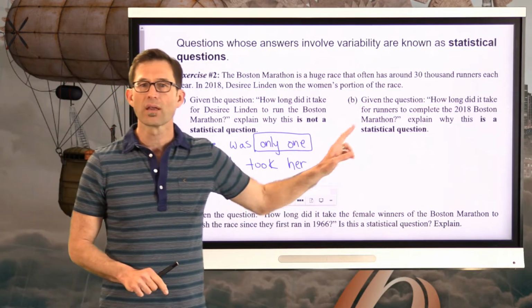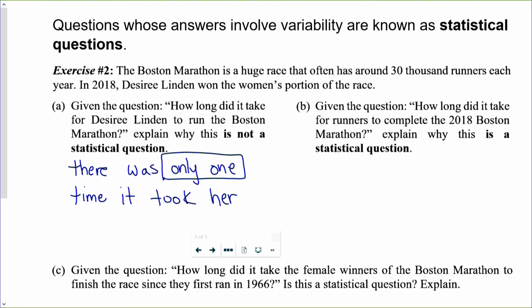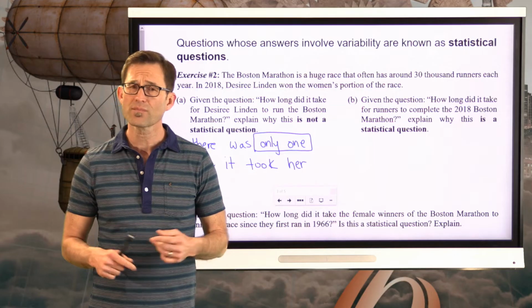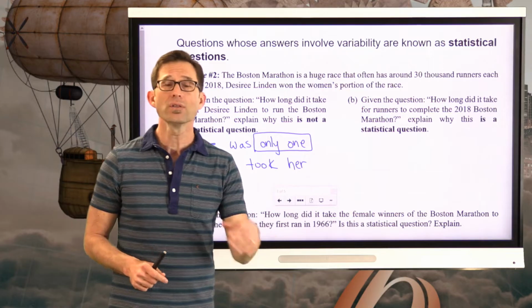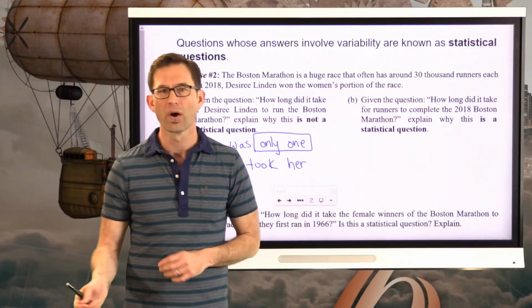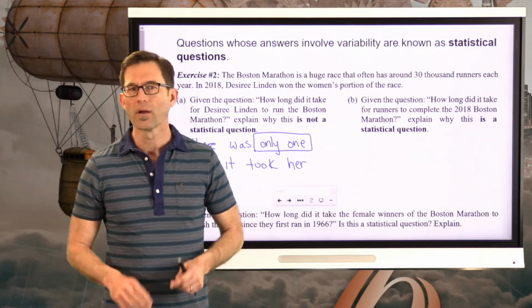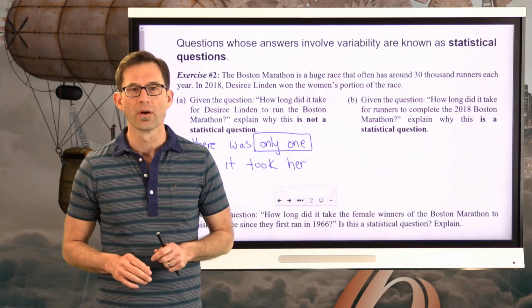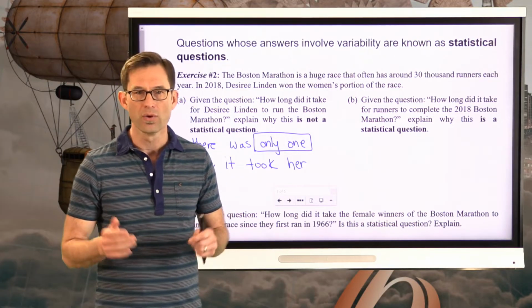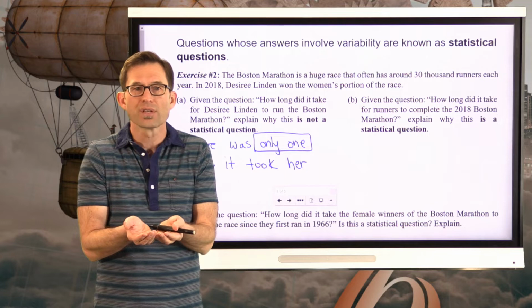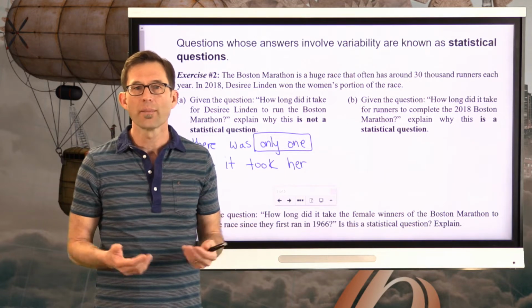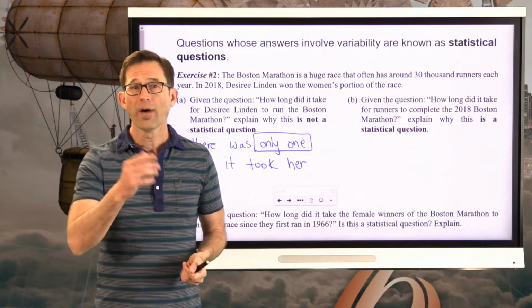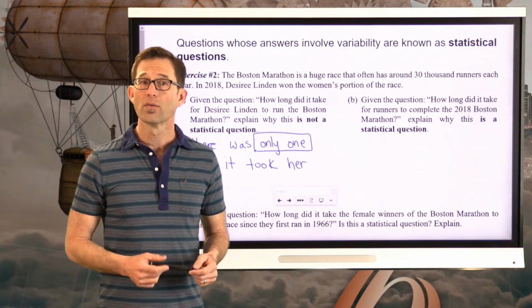On the other hand, let's take a look at letter B. Given the question, how long did it take for runners to complete the 2018 Boston Marathon, explain why this is a statistical question. Well, again, imagine that you're somebody who's thinking about running the marathon. And you go out and maybe you run a bunch for half a year, and eventually you run a marathon and you get your time. And you think to yourself, I wonder if this time is reasonable. So you ask, well, how fast do people run the Boston Marathon, right?